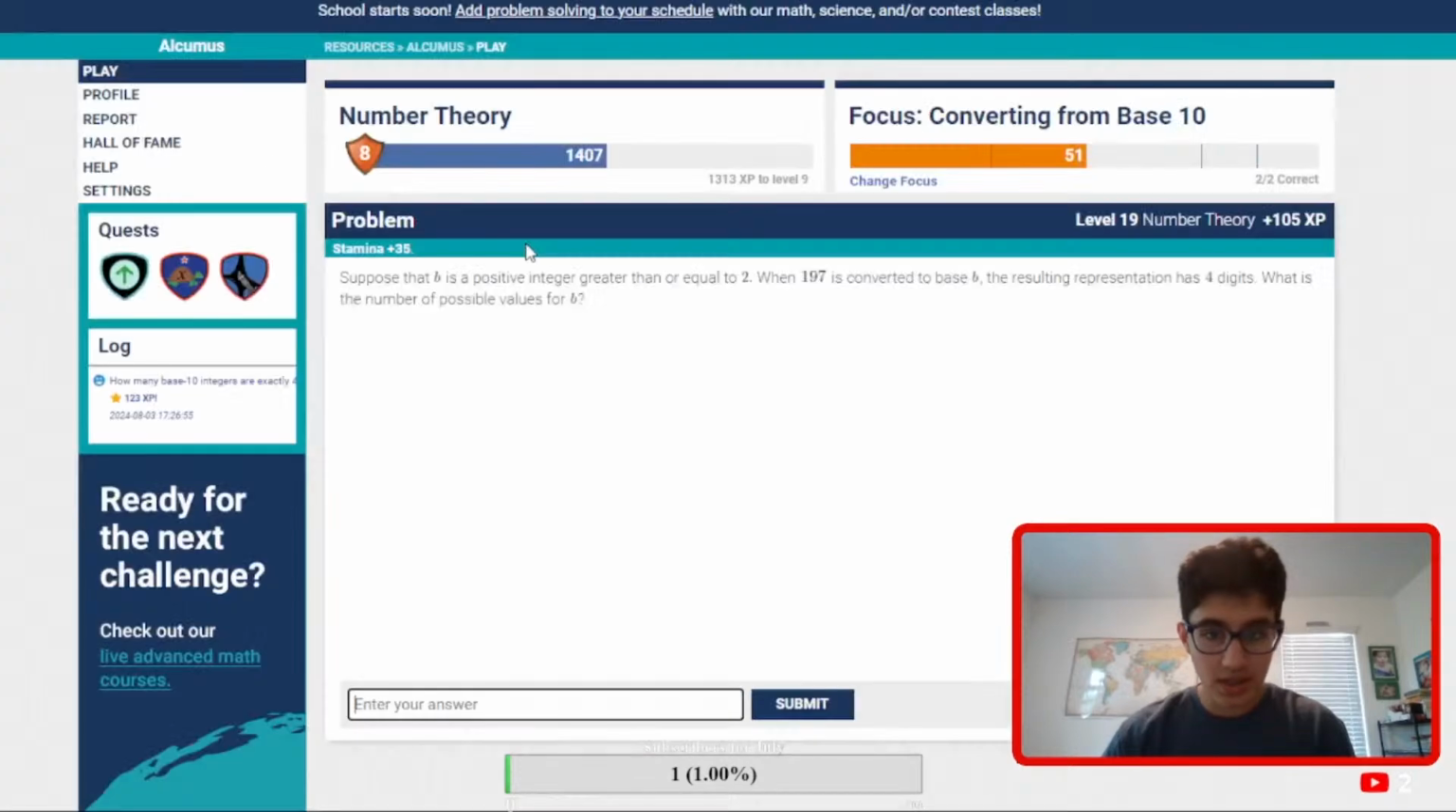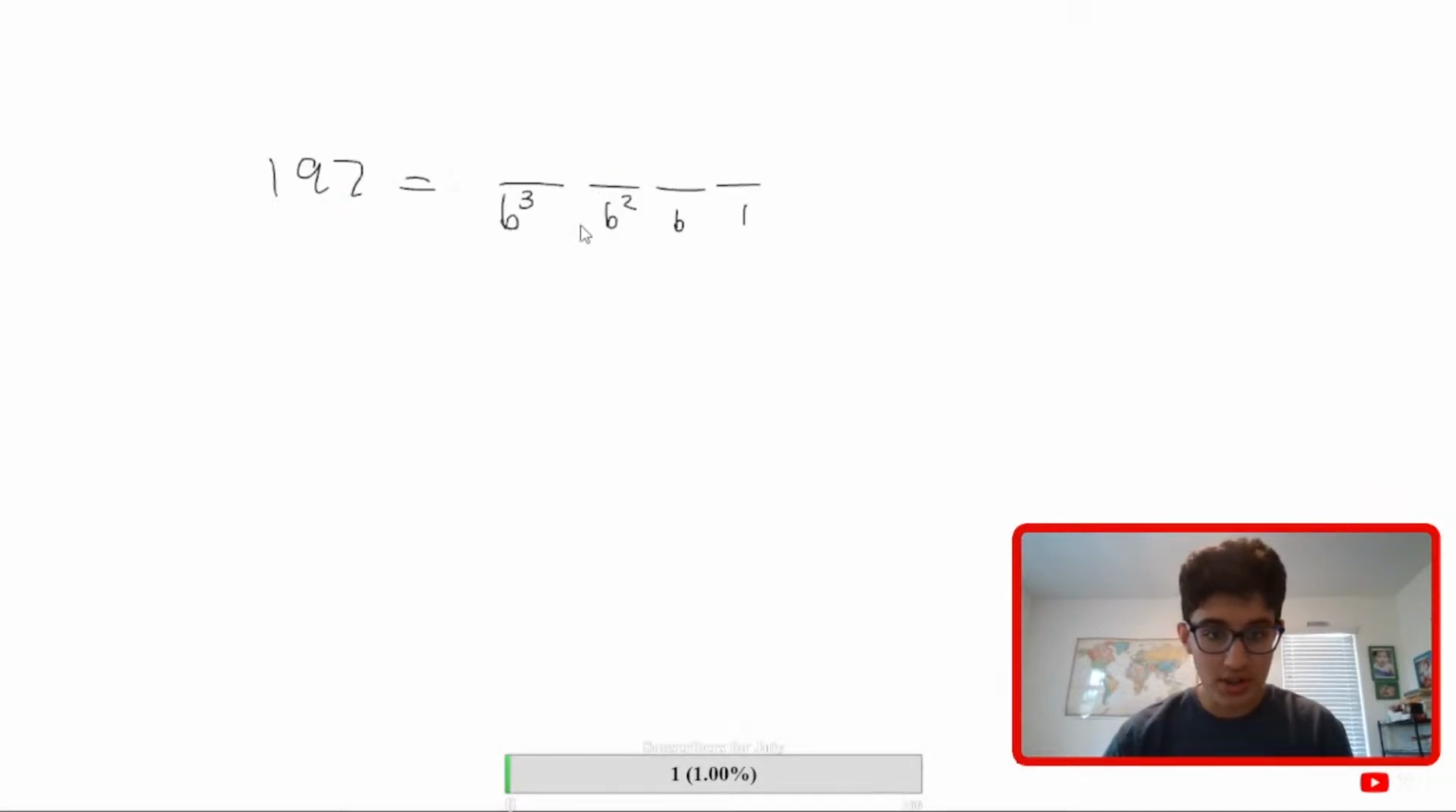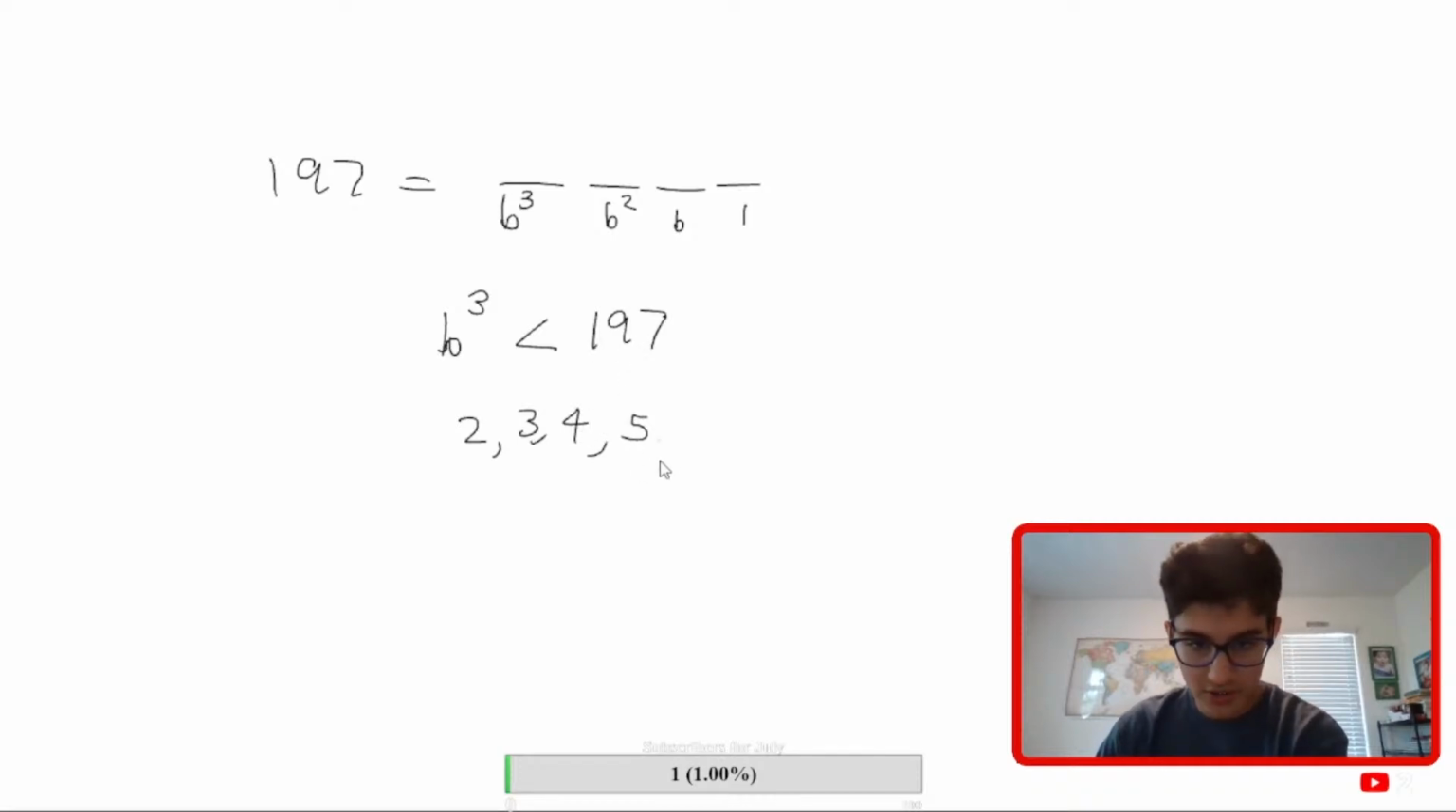First of all, since it has 4 digits, b cubed must be less than 197. But at the same time, is there anything else we can say? Obviously, we know this, and that actually makes our work a bit easier already. So we know the minimum value of b is 2. Then you can have 3, 4, or 5. All of these, when you cube them, are less than 197. And then obviously 6 is too much. So these are the possible values right now.